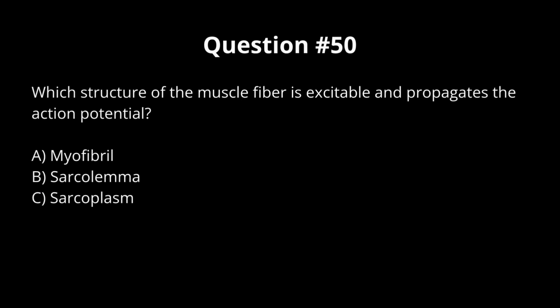Question number 50. Which structure of the muscle fiber is excitable and propagates the action potential? A. Myofibril. B. Sarcolemma. C. Sarcoplasm. The correct answer is B. The sarcolemma is the excitable membrane of the muscle fiber that conducts action potentials across its surface.